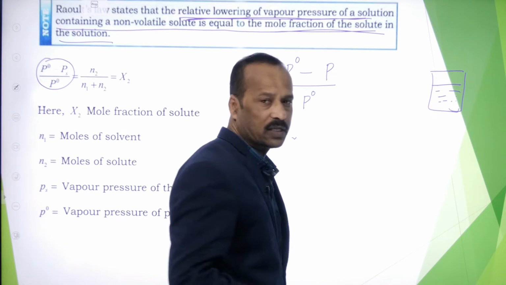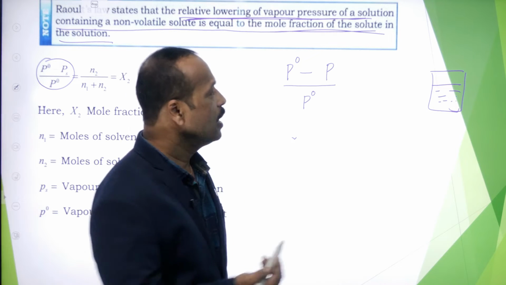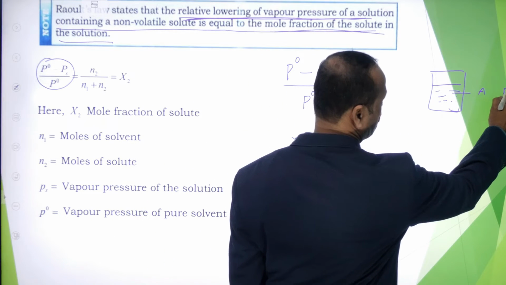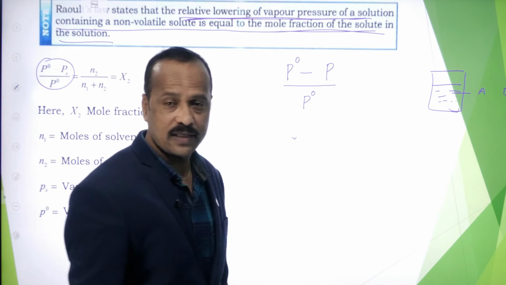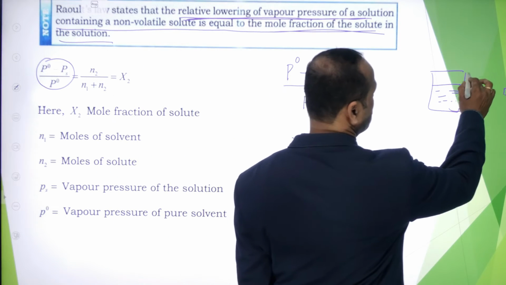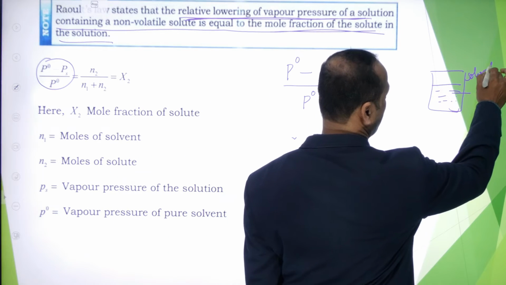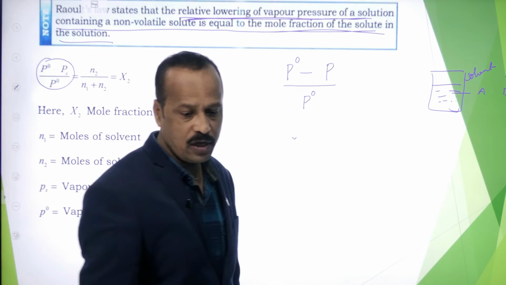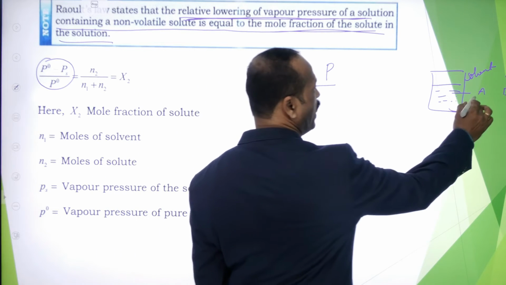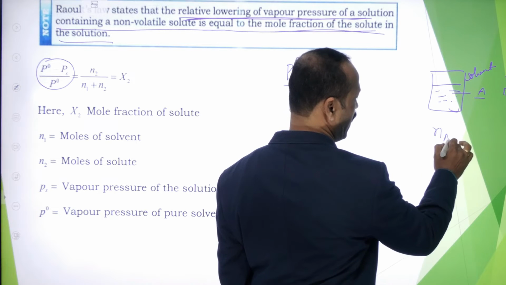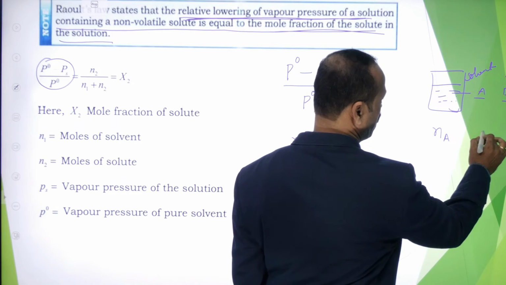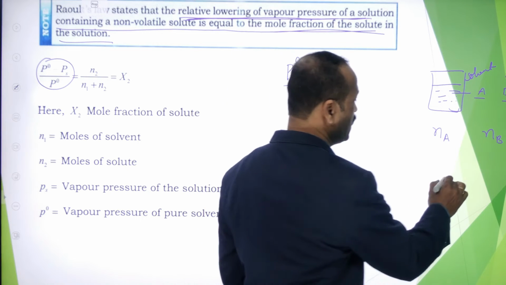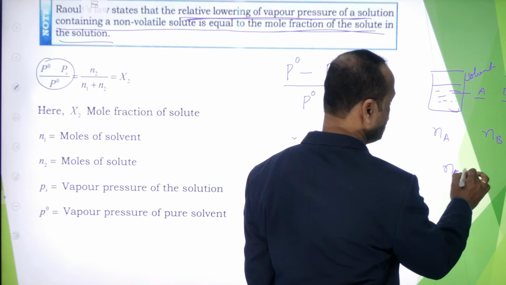A solution consists of two or more substances. Let's imagine that there are two substances: one is A and the second one is B. Let A be a solvent and B be a solute. The number of moles of solvent is given by Na. The number of moles of solute is given by Nb. The total number of moles of solution is Na plus Nb.